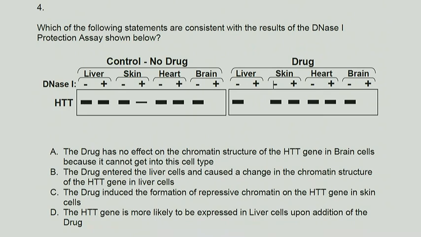And finally, the Harringtonian gene is more likely to be expressed in liver cells upon addition of the drug. How can we infer expression from this data? Similar to what we talked about previously, Antonio. Right, so degradation of the DNA means that it's more open. If it's more open, it's available for transcription factors. It's more likely to be transcribed. Okay, any questions on this one? You first. Yes.